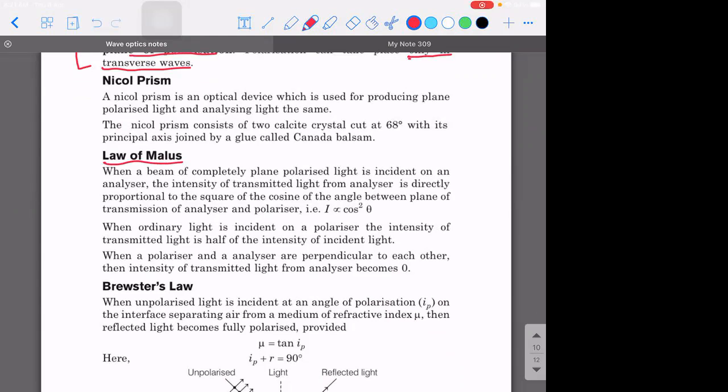What they state is, when you have a beam of completely plane polarized light, remember that as soon as the light passes through the first polarizer itself, it is completely polarized. So when a beam of completely plane polarized light is incident on an analyzer, the intensity of the transmitted light from the analyzer is directly proportional to the square of the cosine of the angle between the plane of transmission of analyzer and polarizer. So the intensity of transmitted light is directly proportional to cos square theta. Please make a note of this point.